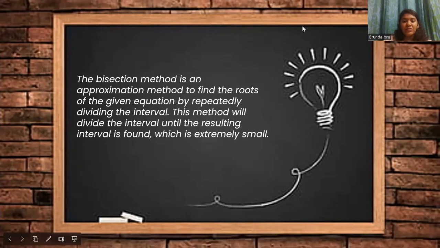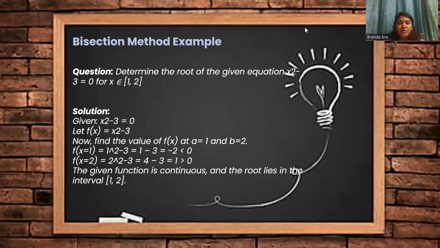The bisection method is an approximation method to find the roots of a given equation by repeatedly dividing the interval. This method will divide the interval until the resulting interval is found, which is extremely small. So let us see an example problem related to the bisection method.